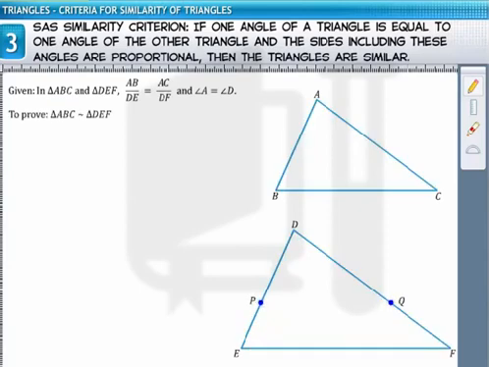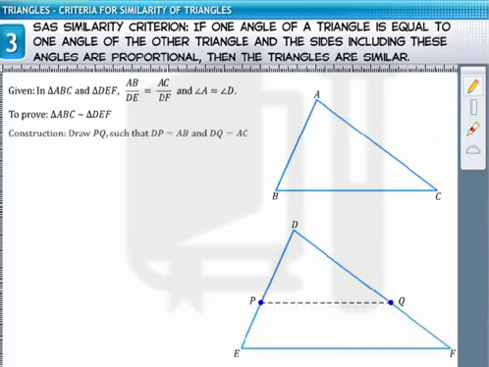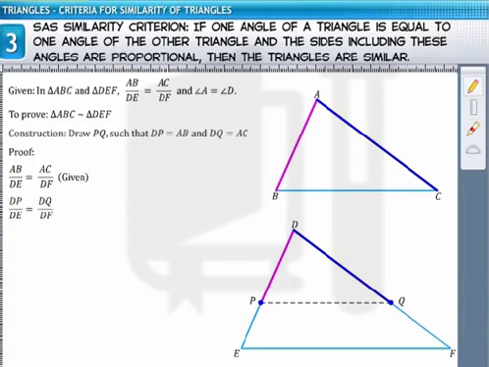Let's mark 2 points P and Q on DE and DF respectively, such that the side DP is equal to the side AB and side DQ is equal to the side AC, and we'll join PQ. It is given that the ratio of side AB and DE is equal to the ratio of side AC and DF. Since DP is equal to AB and DQ is equal to AC, this equation can also be written as DP upon DE is equal to DQ upon DF.